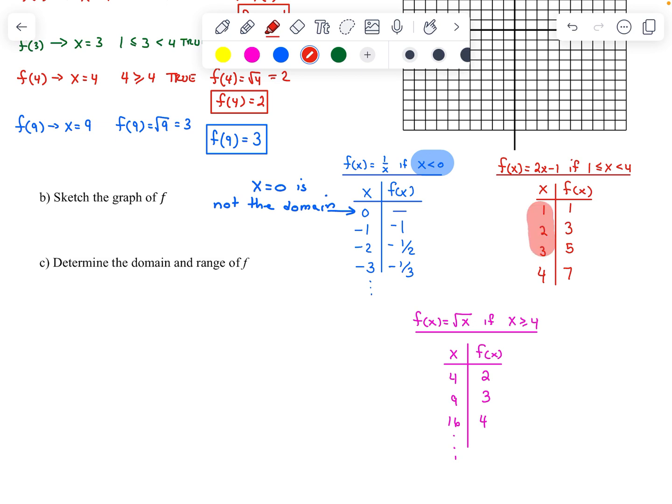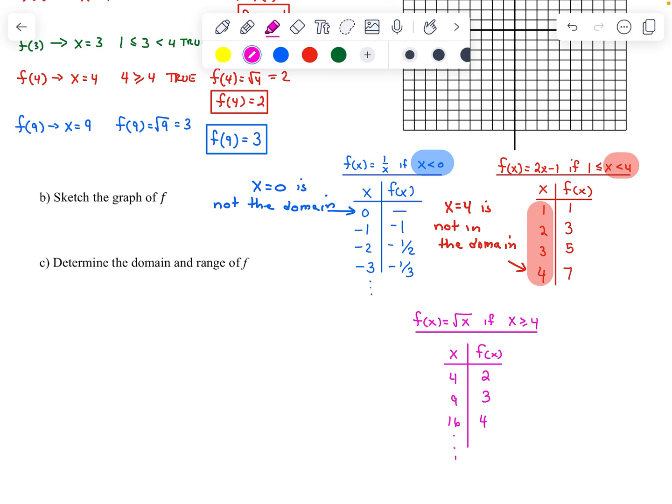For the table of values in red, notice I started at 1 and ended at 4. And just be careful. X is equal to 4 is not in the domain. And that is because here x is strictly less than 4.